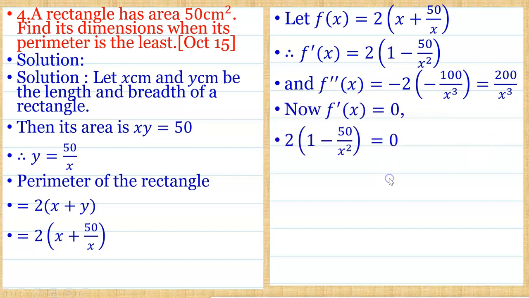Now f dash of x equals 0. That is, the first derivative is 0. That is 2 in bracket 1 minus 50 upon x square equals 0.